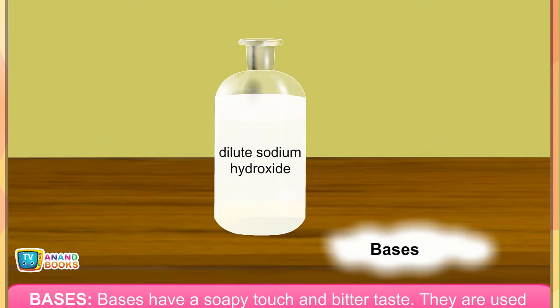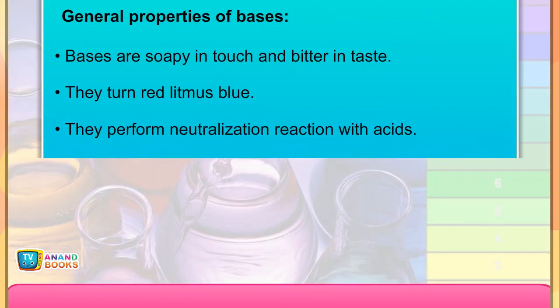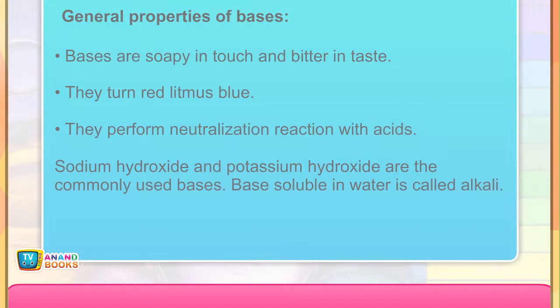Bases. Bases have a soapy touch and bitter taste. They are used to remove grease and dirt. Bases are also compounds. A base contains oxygen along with hydrogen. General properties of bases. Bases are soapy in touch and bitter in taste. They turn red litmus blue. They perform neutralization reaction with acids. Sodium hydroxide and potassium hydroxide are the commonly used bases. A base soluble in water is called alkali.